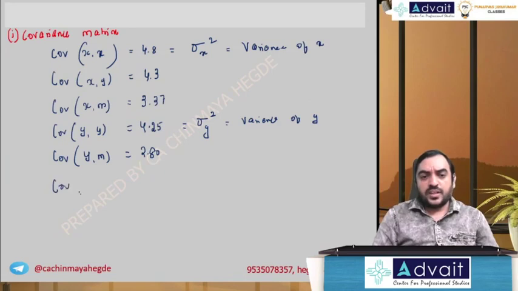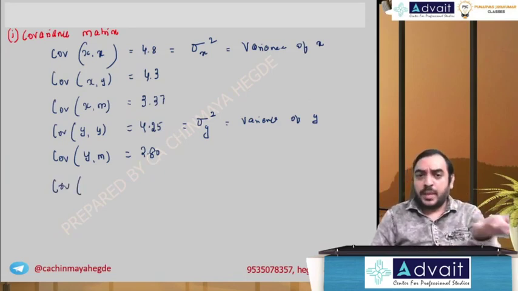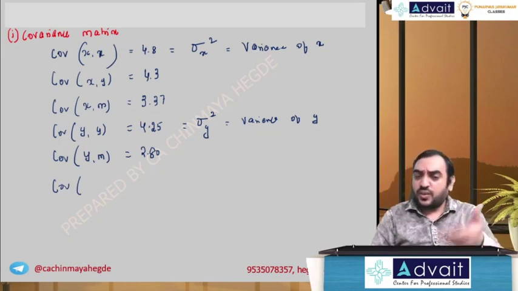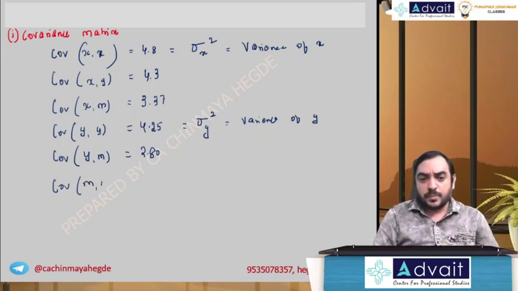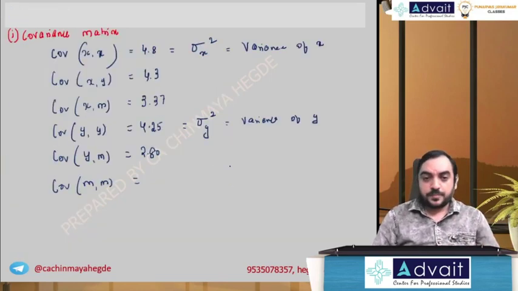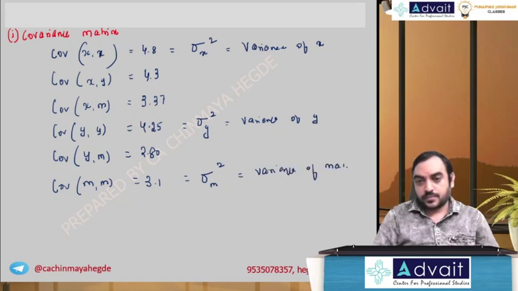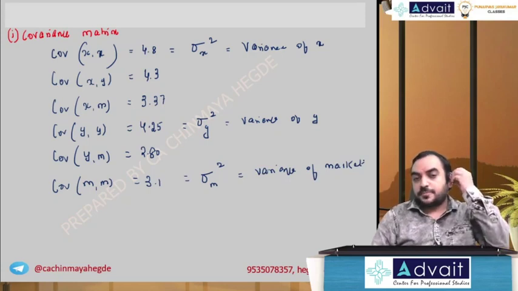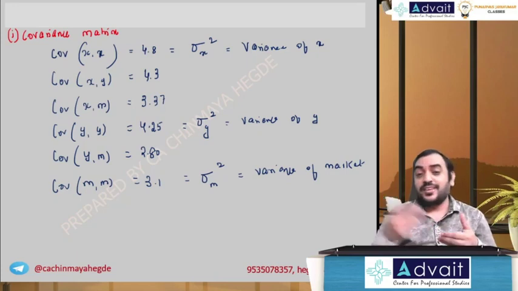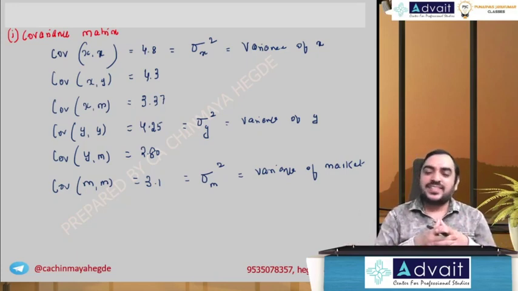Then covariance between market and X, don't do it. M comma X we already did. Don't do covariance between market and Y, we already did. Covariance between M comma M. That is the last one, 3.1. And that is nothing but market variance. Variance of market. So if you can't identify this itself in the first part of the problem, rest of the questions you cannot answer at all.